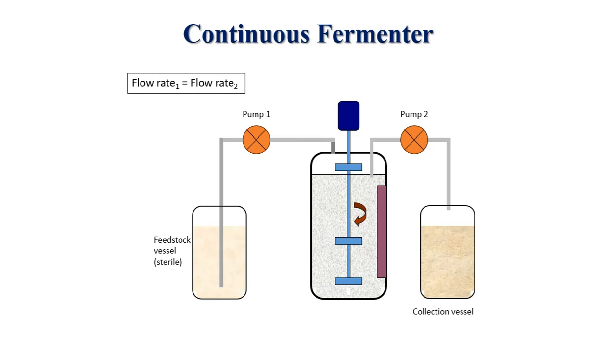Continuous means it is continuous. That means, very simple, but we can represent this by a formula: flow rate 1 is equal to flow rate 2. Flow rate means you can pump a particular concentration or volume into the vessel. At the same time, the same amount can be removed or harvested from the vessel by using another pump. So pump 1 and pump 2, the capacity, the flow rate, is the same. That means if you are passing 1 ml in, automatically 1 ml you have to take out from the vessel.